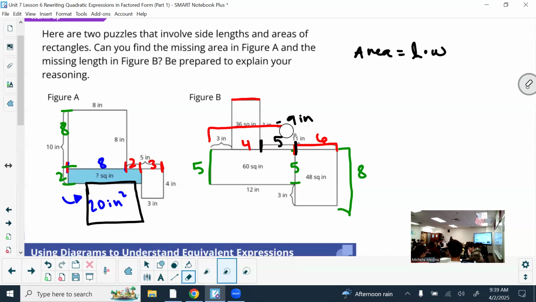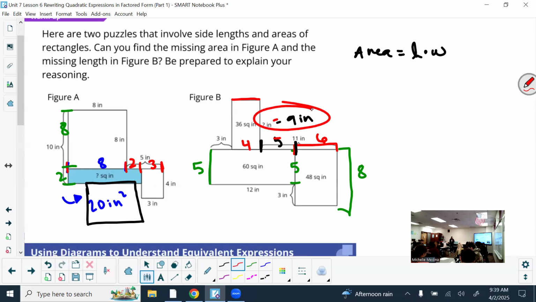And then now I have the area, I have a side length. So then 36 divided by 4 is 9. So yes, it is 9 inches. But that's hanging over here. Questions on that?